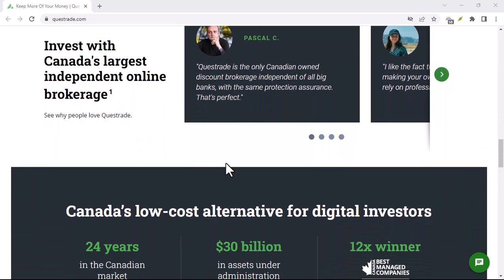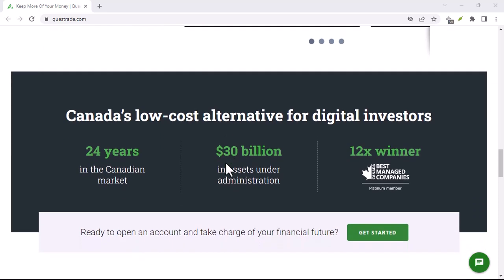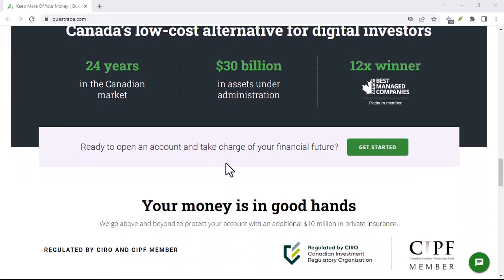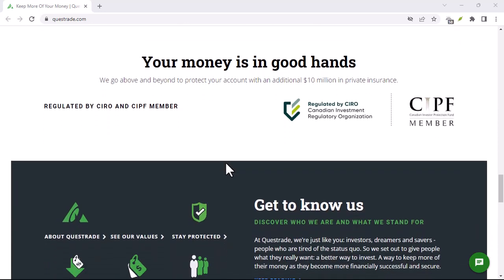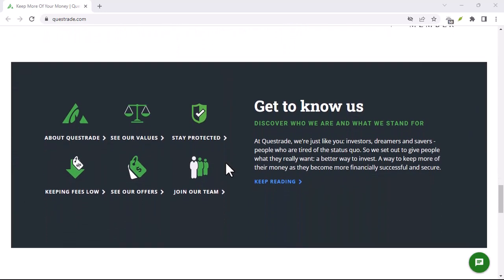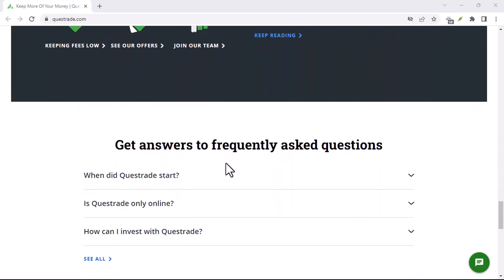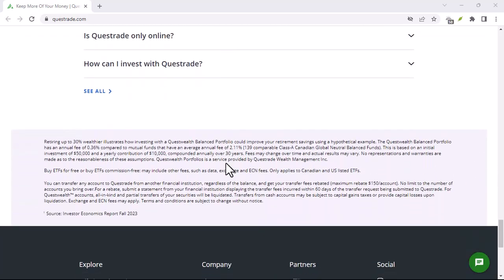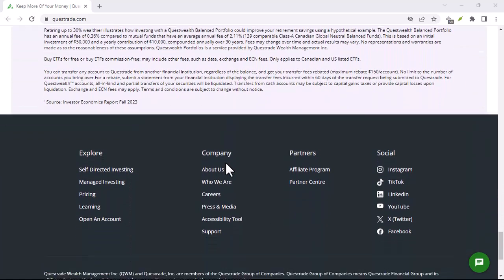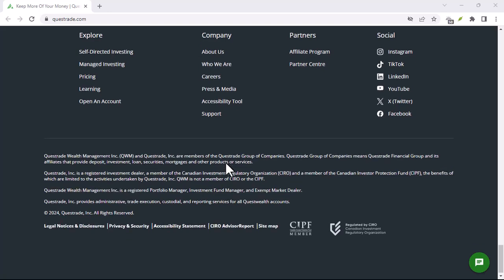Wire transfers. For larger, one-time deposits, wire transfers might be the way to go. However, keep in mind that wire transfers can incur fees from both your bank and Questrade. So, it's important to weigh the cost against the convenience before opting for this method.